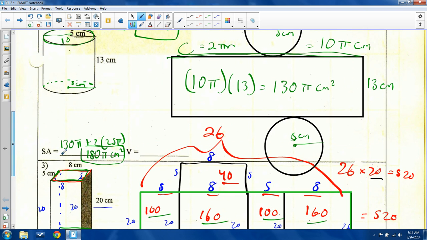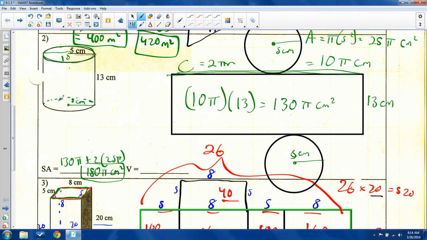Okay. Volume is area of base, which is 25 pi. We already got that. Times height, which is 13. 25 pi times 13, shoot, I don't know what that is. 13 times 5 is 50, 65, 195. I'm going out on a limb here. No, gosh, that's not even close. I didn't add that right. 13 times 2, 260 plus 65, 325. I hope that's right. 325 pi cubic centimeters.